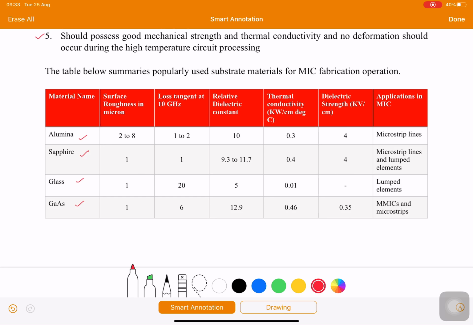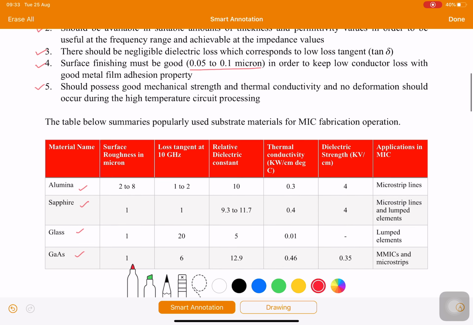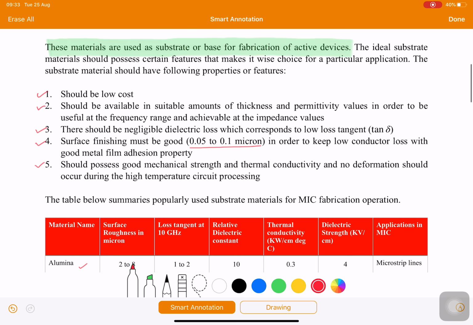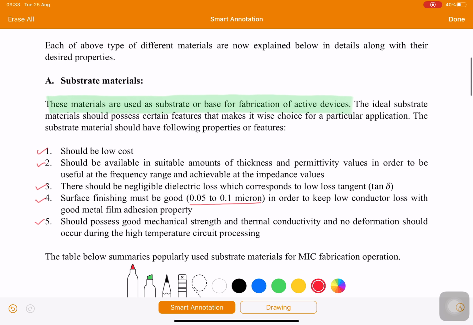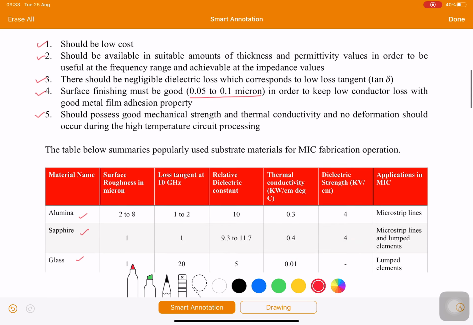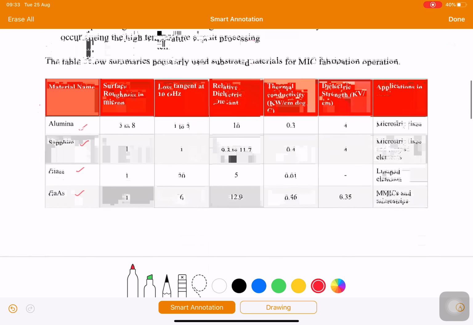Gallium arsenide material is used as a substrate during the fabrication of monolithic microwave integrated circuits, and it is even used as the substrate material to construct microstrip transmission lines. So this is all about the different types of substrate material which we normally use in the fabrication process of the microwave integrated circuit.